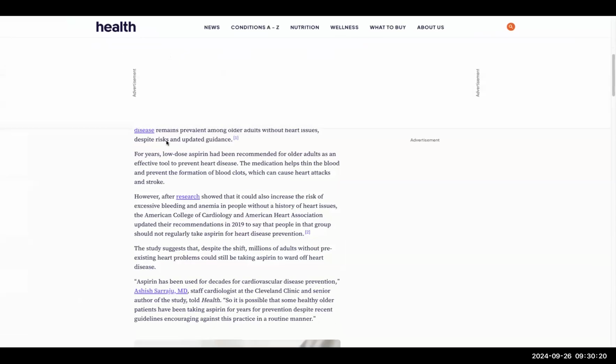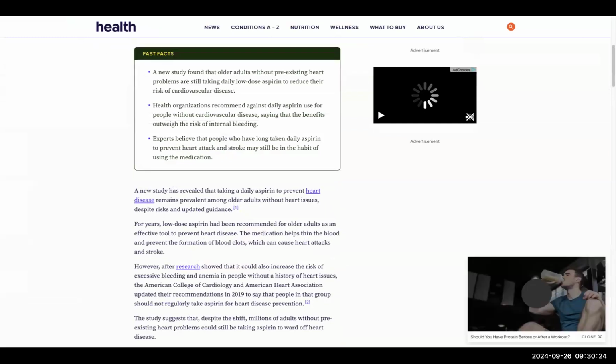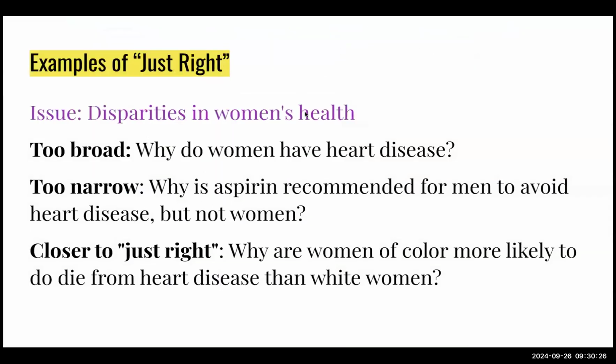Now you could talk about studies in terms of heart disease, but it's usually an answer to a question. You could say, why is it recommended? Well, because ventricles, blah blah blah, right? It's a pretty straightforward question. Again, it can be answered with a fact. This is why aspirin is recommended for men, but not women. You can use one blog article to answer that. It's too narrow. So what is just right?